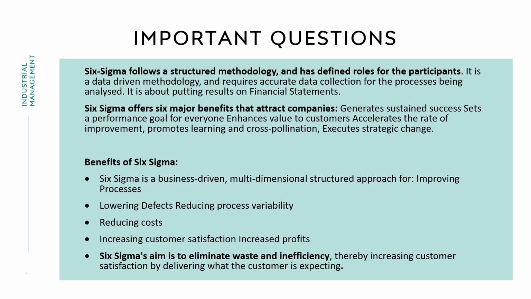Benefits of Six Sigma. Six Sigma is a business-driven, multidimensional structured approach for improving processes, lowering defects, reducing process variability, reducing costs, increasing customer satisfaction, increased profits. Six Sigma's aim is to eliminate waste and inefficiency, thereby increasing customer satisfaction by delivering what the customer is expecting.